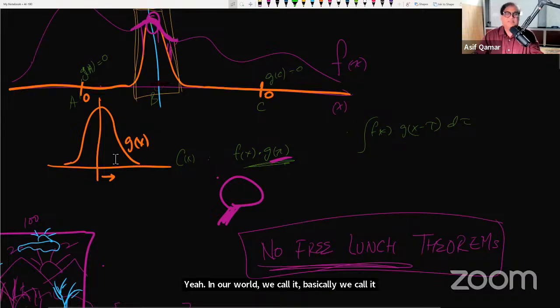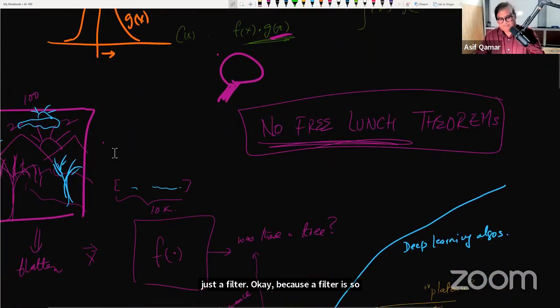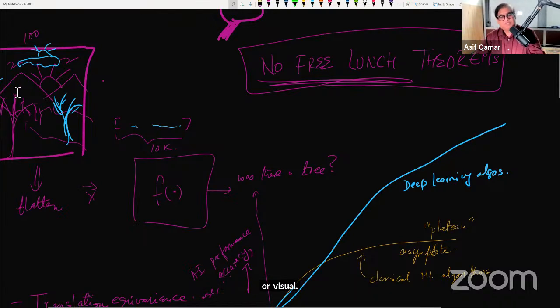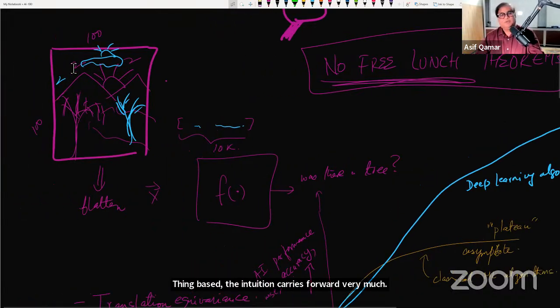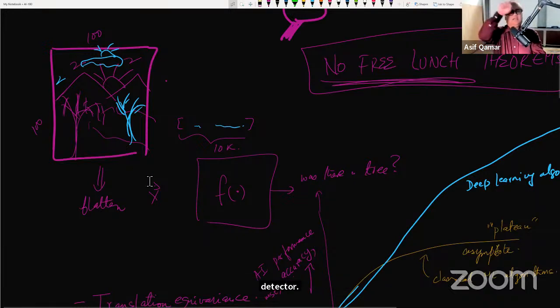Because a filter is so photography or visual based, the intuition carries forward very much. We talked about this, that you can use that to go all over the image and pick things up. Each filter is looking for something. One is looking for edges, one is looking for a horizontal edge, one is looking for a vertical edge. Each one of them is looking for something. And what people would do is they would scan the image with a filter and pick out all the places where they would find what they were looking for. For example, a horizontal line detector would scan all over the picture and say, oh, I found it here, I found it here, I found it here, isn't it? That sort of thing.